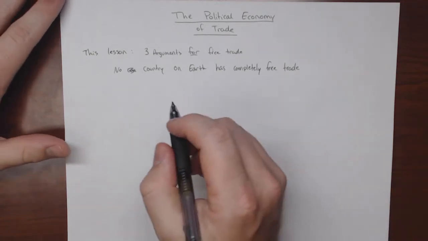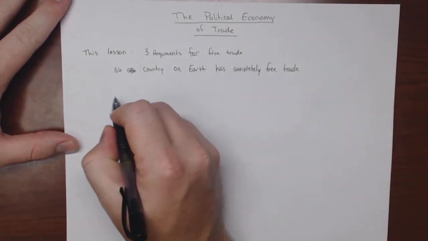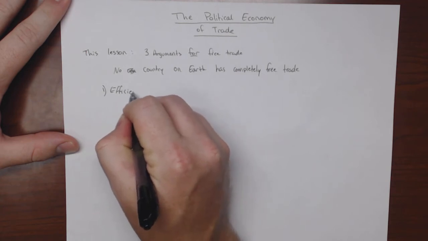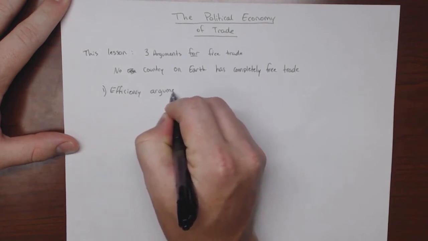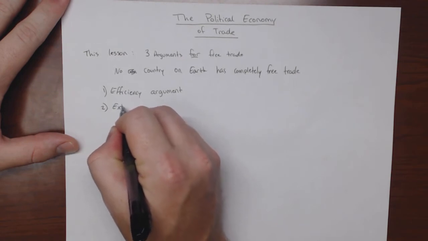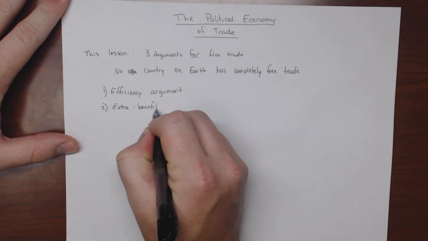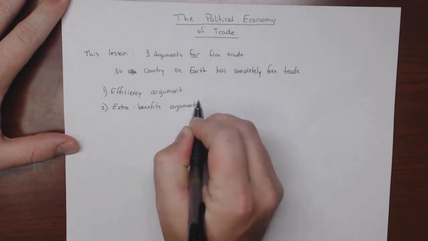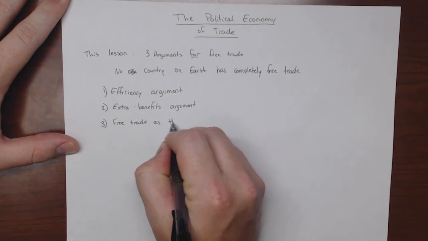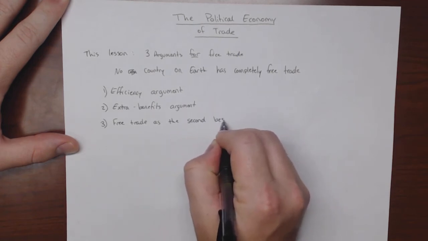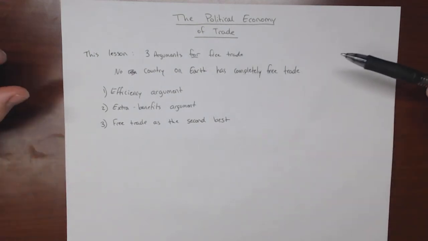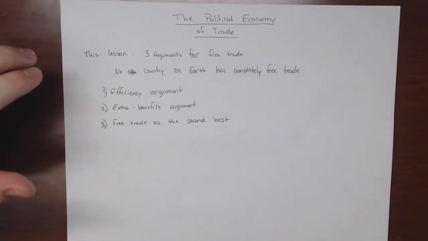To give you a brief overview of the direction we're going to head in, here are the 3 arguments for free trade. The first one is an efficiency argument. The second one is an extra benefits argument, and the third is free trade as the second best type of argument. We're going to go through each one of these in turn, starting with the efficiency argument.